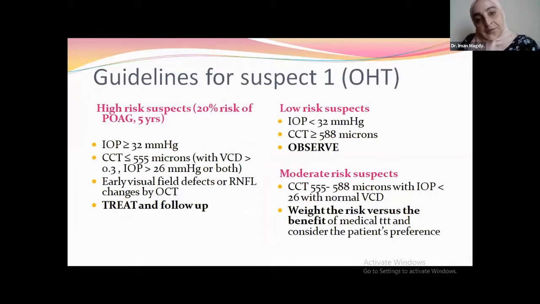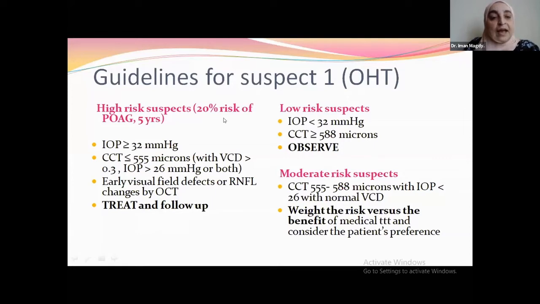How about the guidelines for suspect number 1, the ocular hypertensive patient? Ocular hypertensive patients can be divided into high-risk suspects, low-risk suspects, and intermediate risk. The low-risk suspect is a patient whose intraocular pressure is high, but is less than 32. The central corneal thickness is more than 588. These patients are low risk suspects. Here we just need to observe. We don't need to treat these patients.